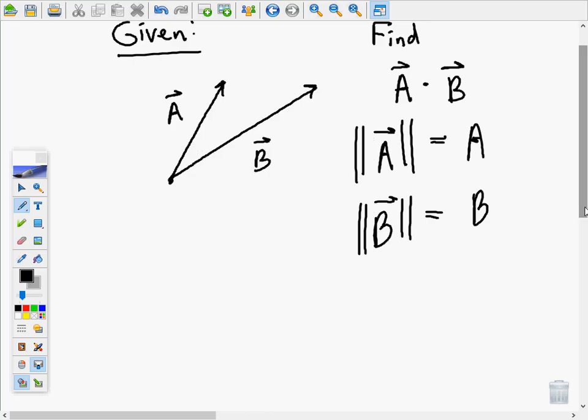So what we're going to have to do is break vector A up into components, but not horizontal and vertical components. We're going to have to break up vector A into components that are parallel with vector B and perpendicular with vector B. And we're going to do that by creating a little vector triangle where vector A is the hypotenuse. And there's one component that's parallel to B and one component that's perpendicular to B.